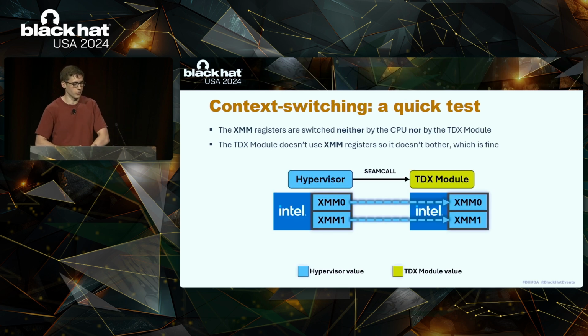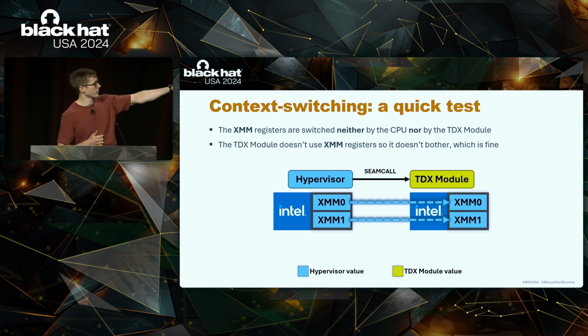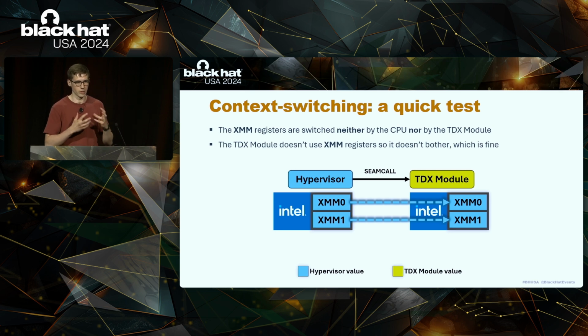We knew that the XMM registers are switched neither by the CPU nor by the TDX module. And the reason for that is that the TDX module doesn't use the XMM registers, so it doesn't bother context switching them. So it means that the values persist. When the hypervisor sets its own values in the XMM registers, they're not context switched. So after the SEAMCALL, the values are still there, and the TDX module executes with the hypervisor values still loaded in the CPU. And that's because the TDX module doesn't use them.